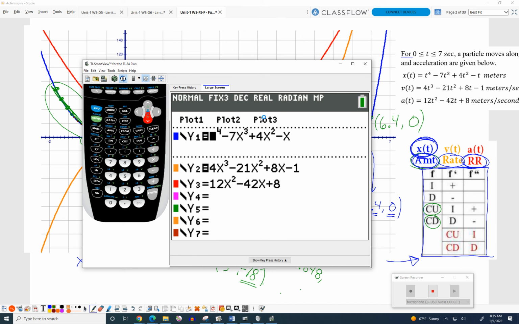When you look at Danica's chart, these symbols are all talking about y coordinates. So it's saying if the y coordinates of the position graph are going down, then the y coordinates of the velocity graph must be negative. So the answer to 4 is, at time equals 0, if the velocity is negative, the particle is moving left.